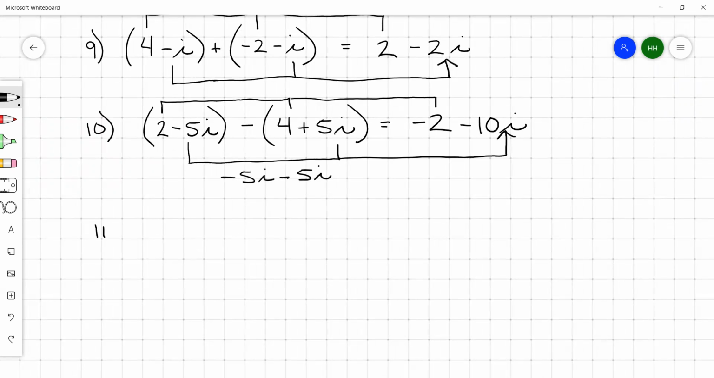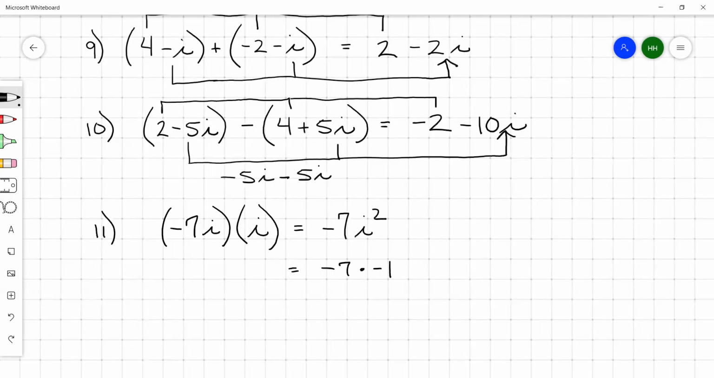Number 11, multiplication. Negative 7i times i. Negative 7i times i. That is negative 7i squared. Remember, we said yesterday that i squared is equal to negative 1. So this is negative 7 times negative 1. And negative 7 times negative 1 is positive 7.